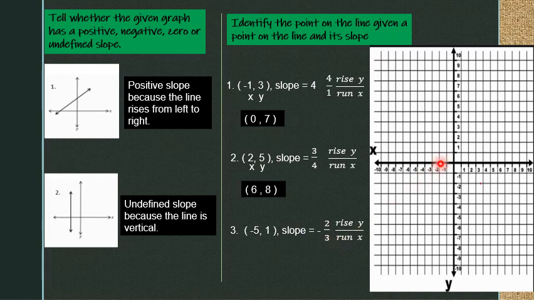So negative 5 and 1 is here. Then let's count 2 upward: 1, 2. And then run, going to the left or right. Since our slope is negative, we have 3 units to the left. So let's count 3: 1, 2, 3. Therefore, our answer here is negative 8 and 3.